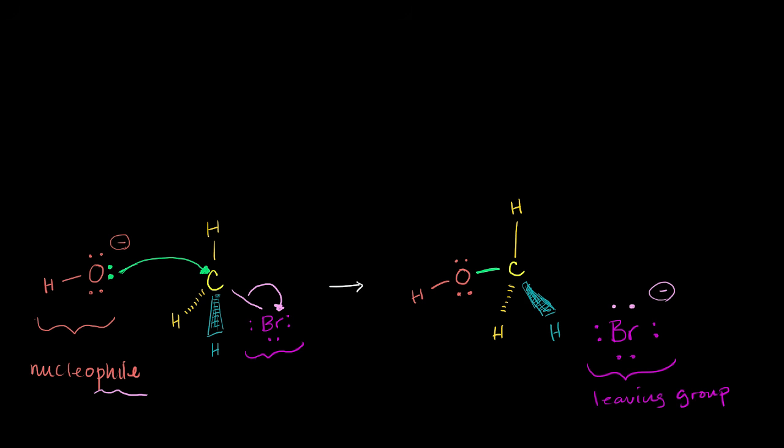Now, the other thing that you might find interesting, it looks like this hydroxide anion, some people would even say, attacked this bromomethane. The hydroxide anion attacked the bromomethane, and the bromine left. So in some ways, you would say that there's really two reactants over here.